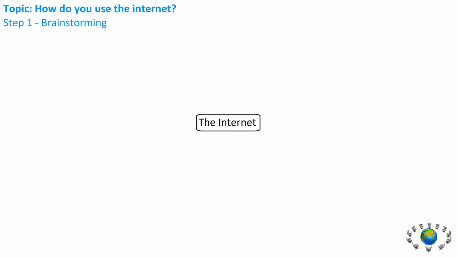In a word web, we start by writing the topic of our writing, our paper, in the middle of a piece of paper. For today's topic, we're going to use as a question, how do you use the internet? So, on your paper, you can write in the middle, the internet. And in this brainstorming, we're going to try to collect ideas about the internet.